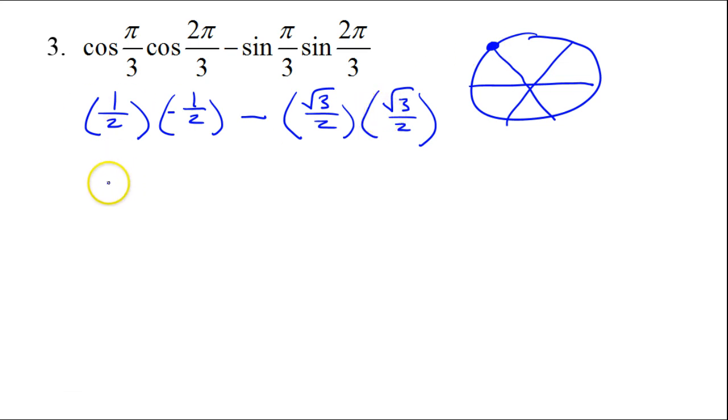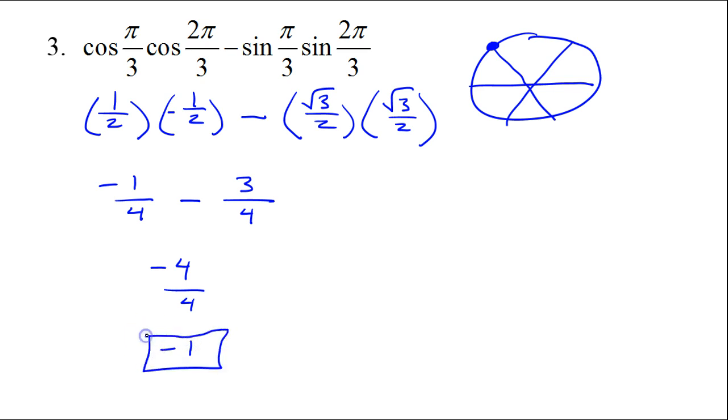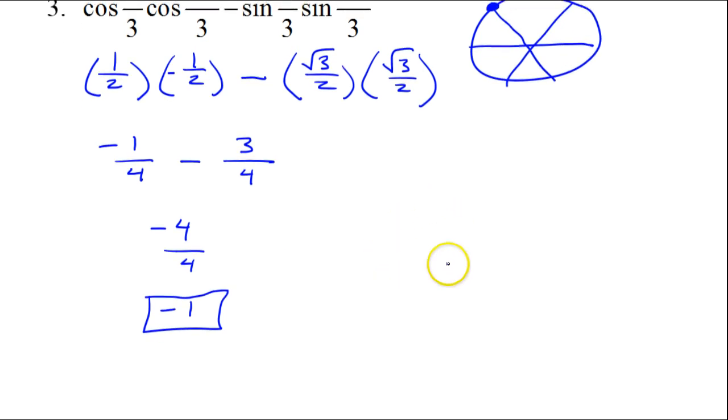Multiplying gives me negative 1 over 4 minus, hey look, radical 3 times radical 3 is 3. So this will just be 3 over 4. Great. So this is going to be negative 1 minus 3. So that's going to be negative 4 over 4, which is negative 1. Boom. There you go. That's the answer to number 3. Okay, what else you got?